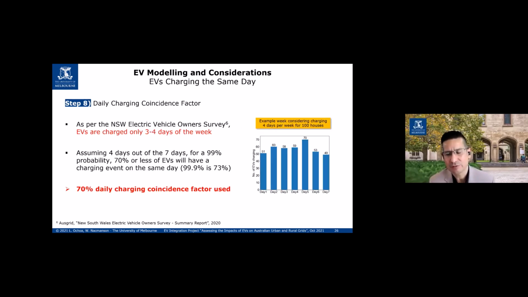Then we have the charging coincidence factor in terms of the number of electric vehicles per day that will actually charge. Not everyone charges every day of the week, all right? That is what the data is telling us, and surveys are telling us. So what we have found is that it is more or less 3 to 4 days of the week. That gives us a coincidence factor of around 70%, for 99% probability, all right? So even if you have, let's say, 100 vehicles on a given day that you want to assess, only 70% of them will charge that day, all right? And this, again, helps us with a realistic estimation of the impact.